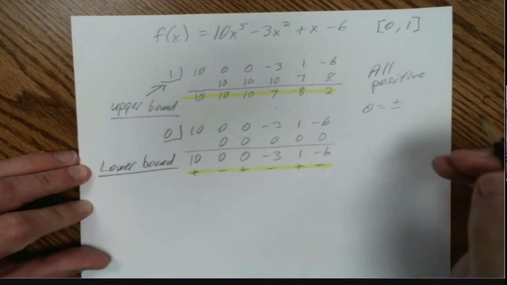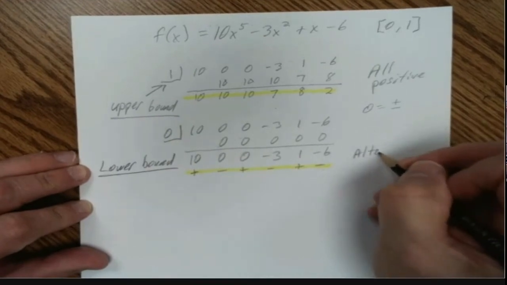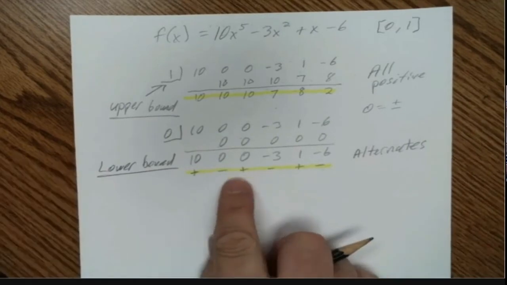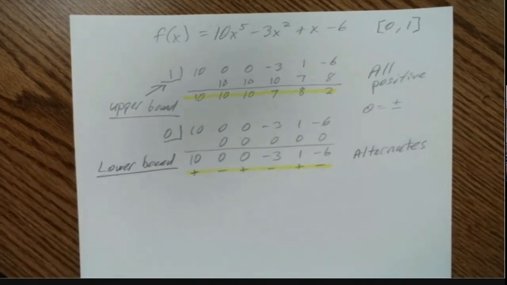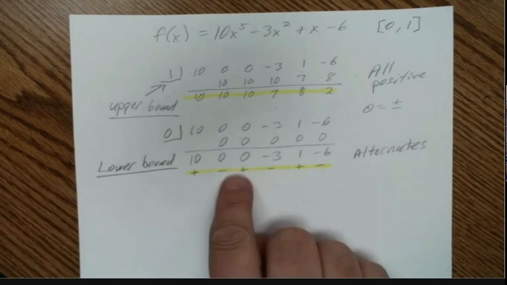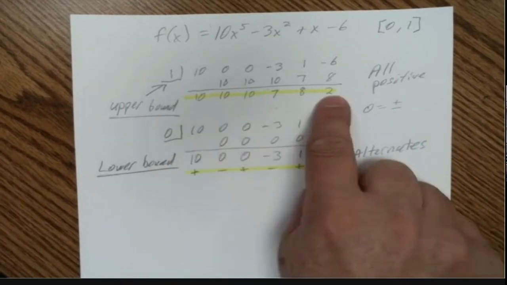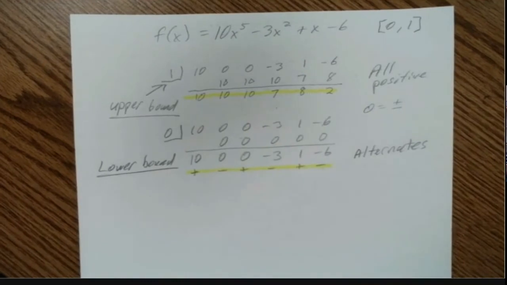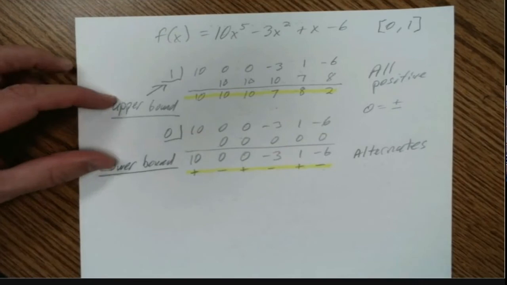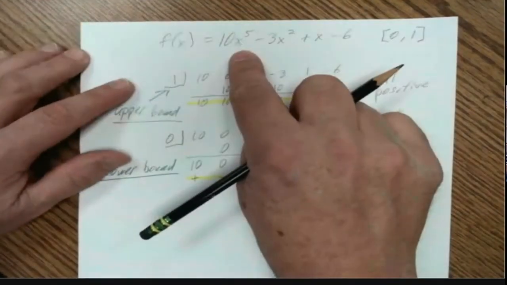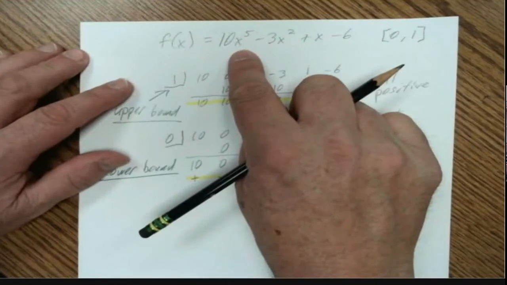Lower bound because it alternates. And 0 can count either way if you're checking for alternating. 0 can count either way up here if we're doing positive. If we had 2 zeros in a row, that could still be counted as all positive. Okay, so we know all of the zeros for this graph are between here. There could be up to 5 real zeros. There could be no real zeros.